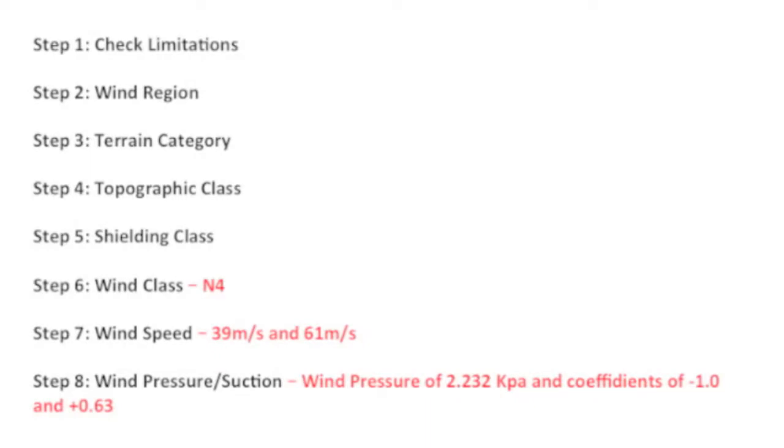The wind load determination was a relatively simple but highly important task. The wind loads that would be determined here would influence the design of all the members within our structure. Using tables from AS 4055, we were able to determine the wind class, the wind speed, wind pressure and the pressure coefficients for our structure, which you can see on your screen there.